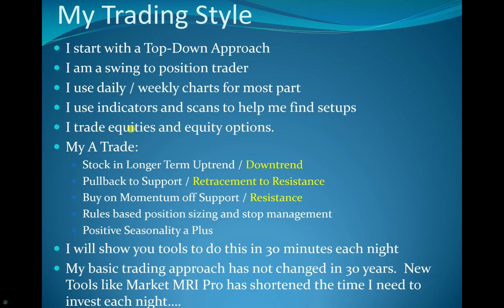My A trade, which is one of the lectures that I do at all my meetings, is my favorite trade. It's a stock in an uptrend that pulls back to support and then breaks out with momentum. And it's that breakout from support on momentum that I buy. In yellow is the opposite but equal. It's a downtrend that retraces to resistance and then sells on momentum down from that resistance.